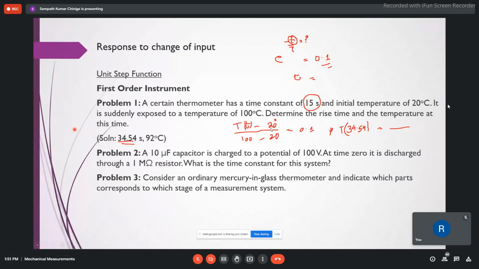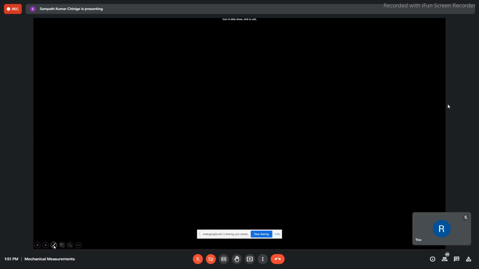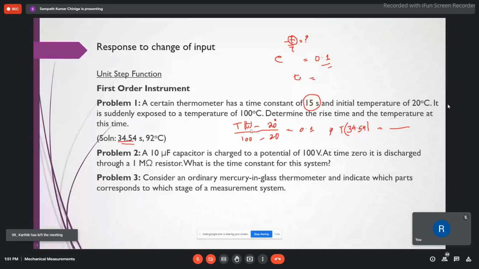T minus T infinity, it's not 20. Let me change that. It's 100. T of t minus 100 by 20 minus 100. It's a simple equation. This equation is nothing but e power minus t by tau. This whole value is nothing but e power minus t by tau. So that is one.